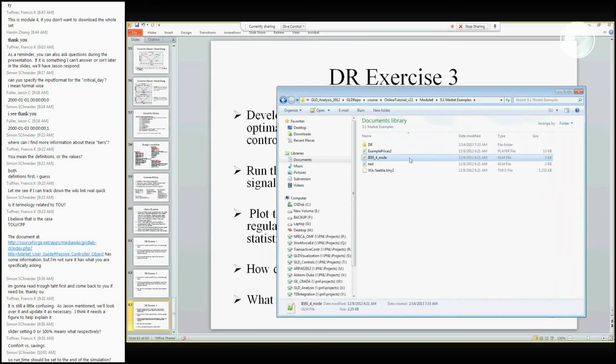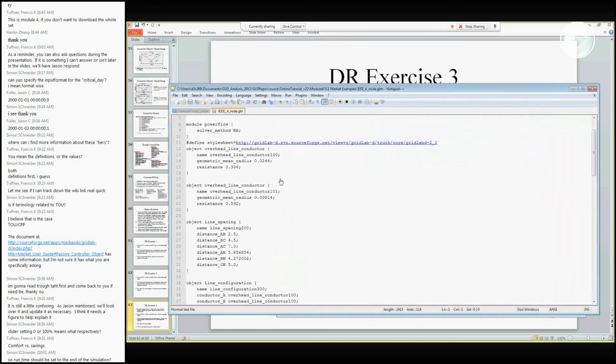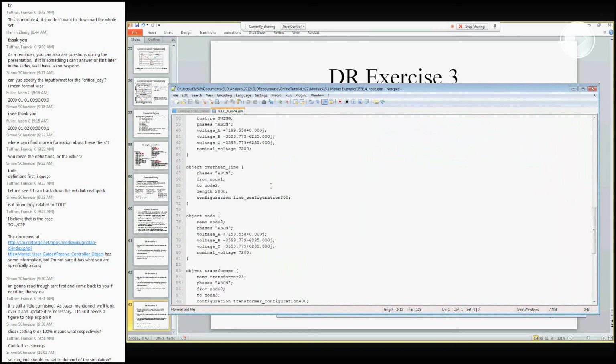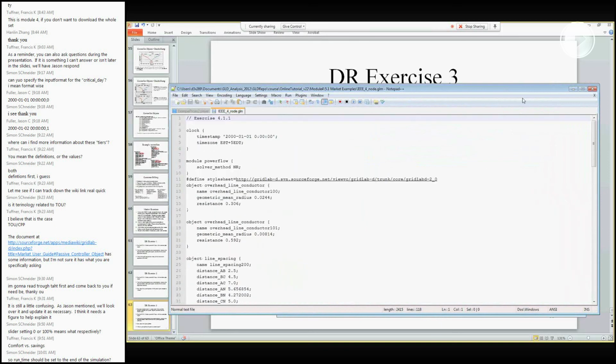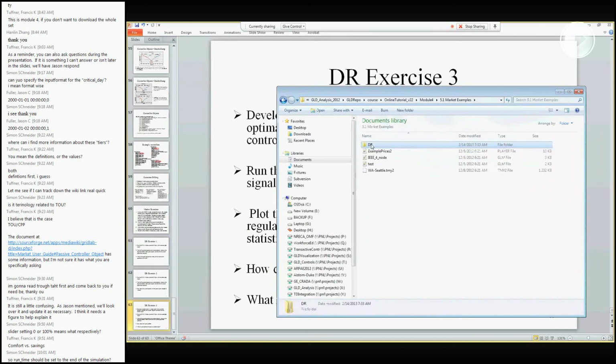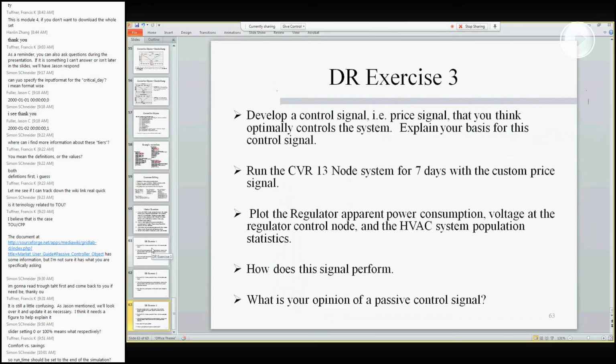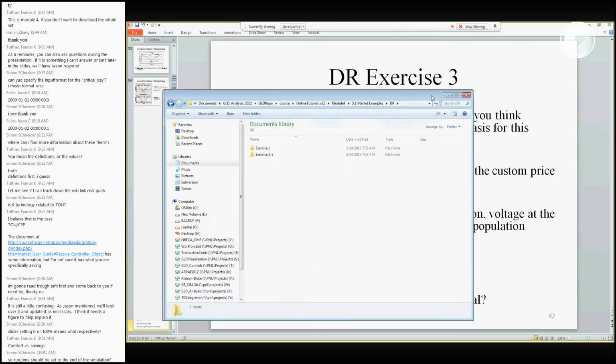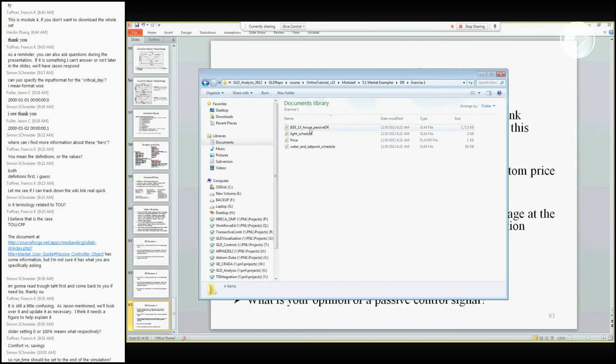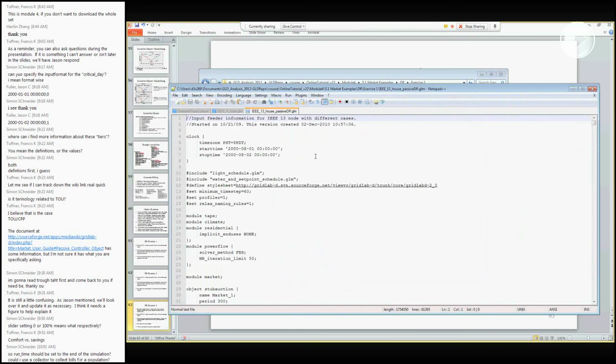We have examples, just an IEEE 4-node system that I believe is just the base one that you can use to attach a market to. There are some examples for the demand response that just happen to coincide with these exercises. You have exercises 1 through 3. So these are the examples. Basically it has the entire model built for you, so you can take a look at that.